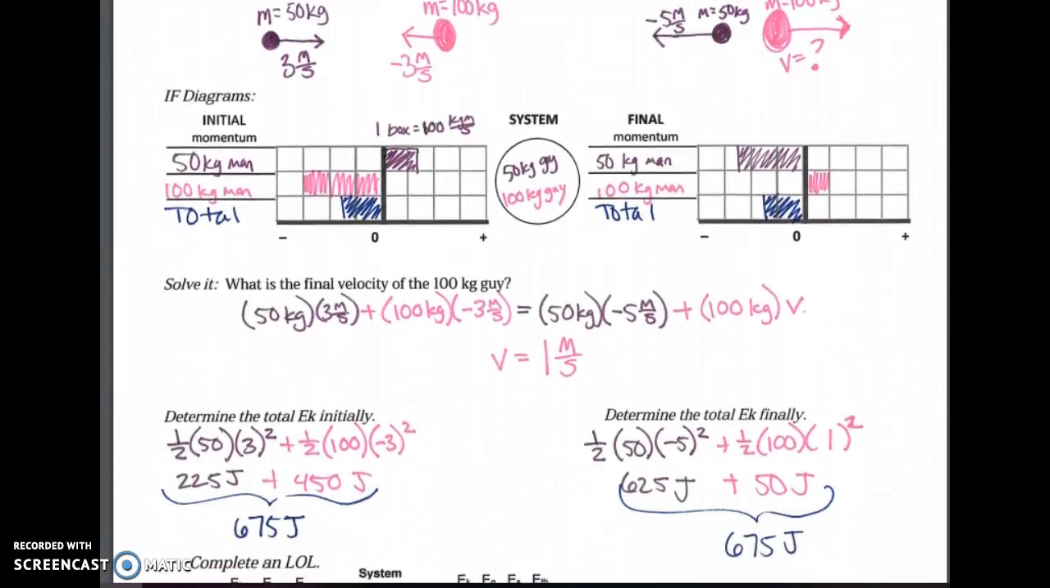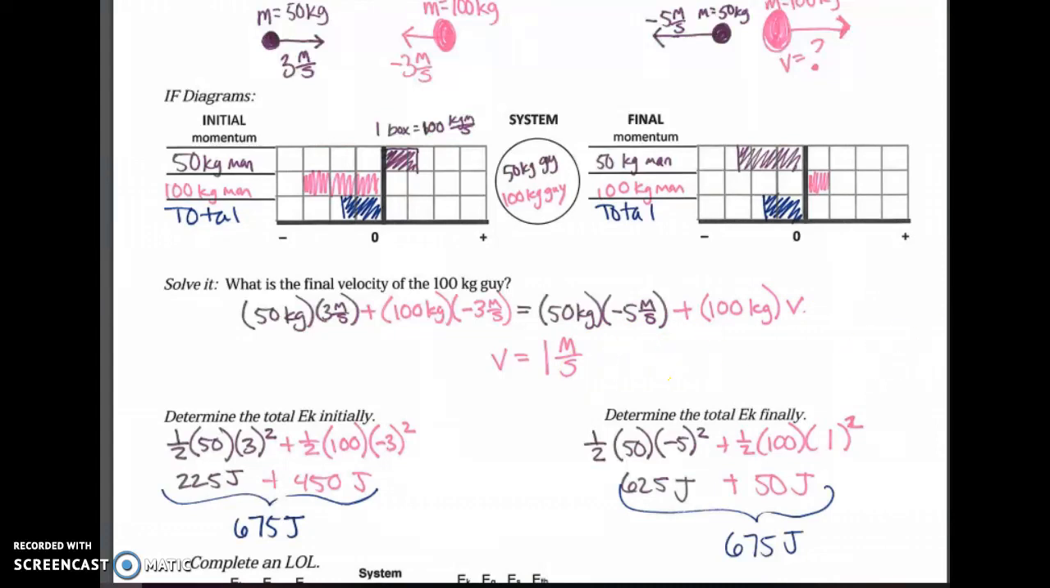Now I have to show my math work. In order to solve for the final velocity of the 100 kilogram man, I have the initial momentum of the 50 kilogram man plus the initial momentum of the 100 kilogram man set equal to the final momentum of the 50 kilogram man plus the final momentum of the 100 kilogram man. The V is the variable that I don't know. Using just a tiny bit of algebra, I can solve the V to be positive 1 meter per second.